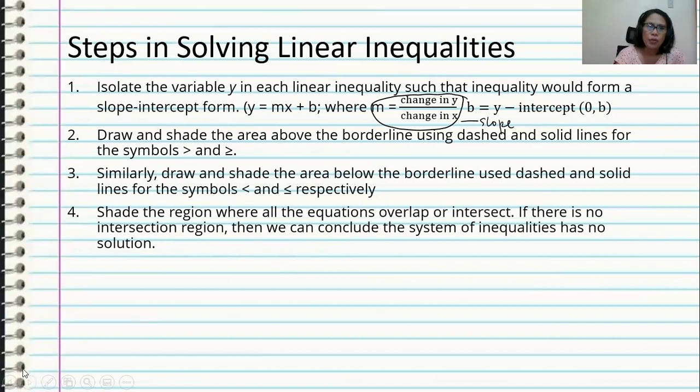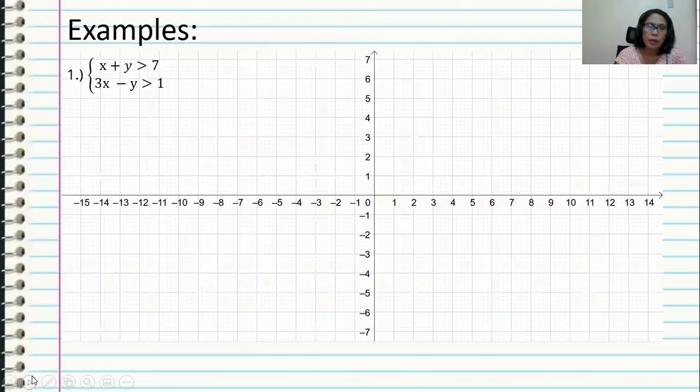Okay, so I guess we're ready in graphing. So here, we're going to find a solution for this system. What we're going to do first is to isolate y and convert this in terms of the slope-intercept form. So as we transpose x on the other side, this gives us y is greater than negative x plus 7.